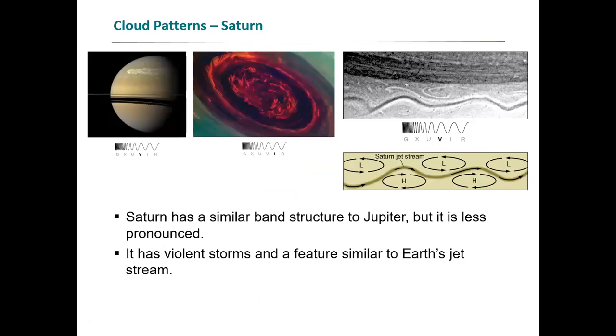The cloud patterns show basically like a jet stream forming. Saturn has a similar band structure to Jupiter. The big problem with Saturn though is it's less pronounced. You can see the bands and the zones and stuff through here, but notice how they don't show up as much. And that's basically because this outer atmosphere is a different chemical, and that chemical isn't cold enough yet to actually condense out into clouds. So you basically got like a haze over top of the cloud formation. So we're not seeing it.